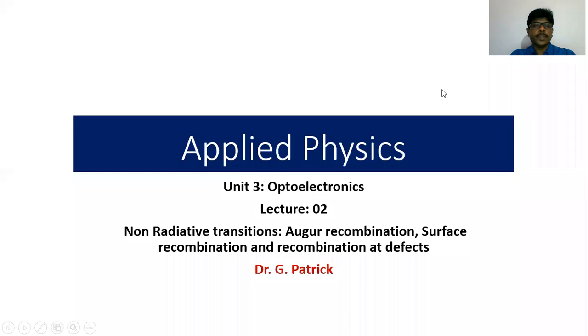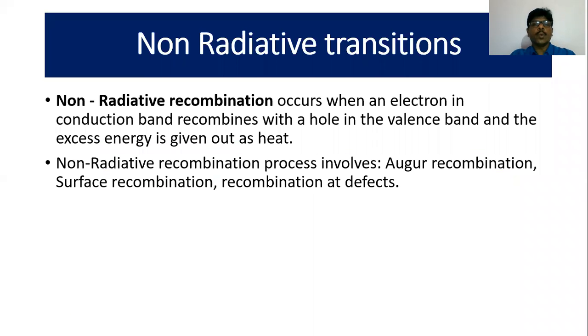In this lecture, we are going to study non-radiative transitions and the processes that are involved in them, that is, Auger recombination, surface recombination, and recombination at defects. This is lecture 2 of Unit 3, Optoelectronics. Now, what are non-radiative transitions?